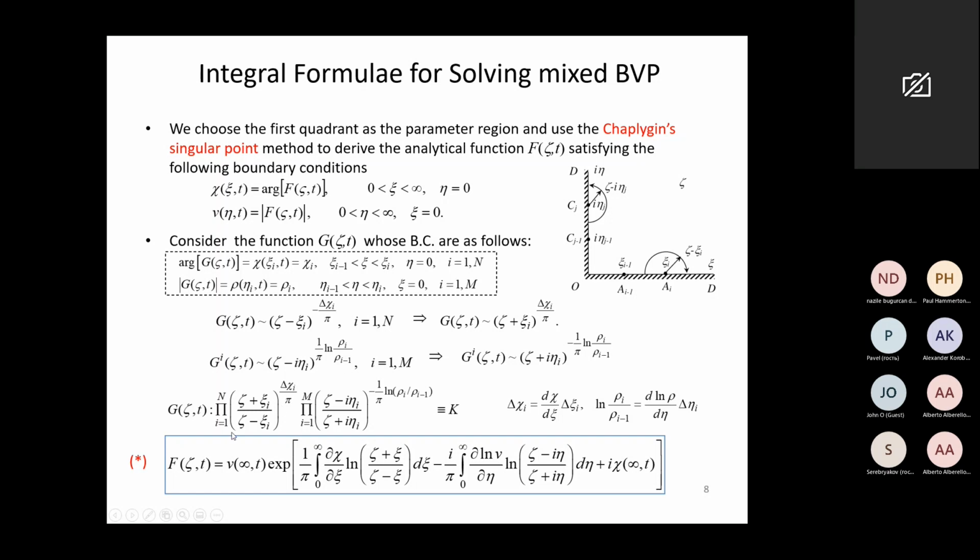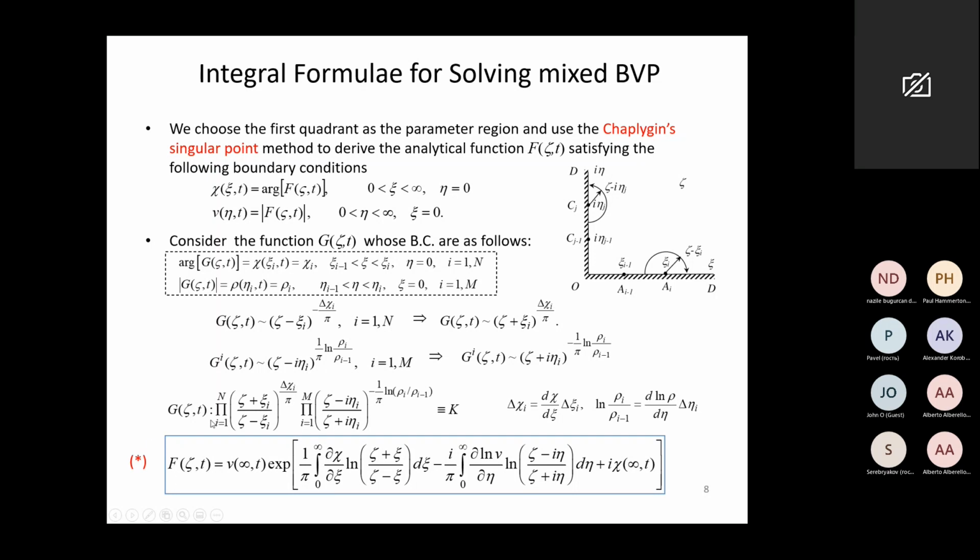So now we can write the following function. Here we gathered all singularities on the real axis. Here we gathered all singularities on the imaginary axis. Then we use exponential form. In the exponential form, the product became sum, and sum in the limiting case became integral.